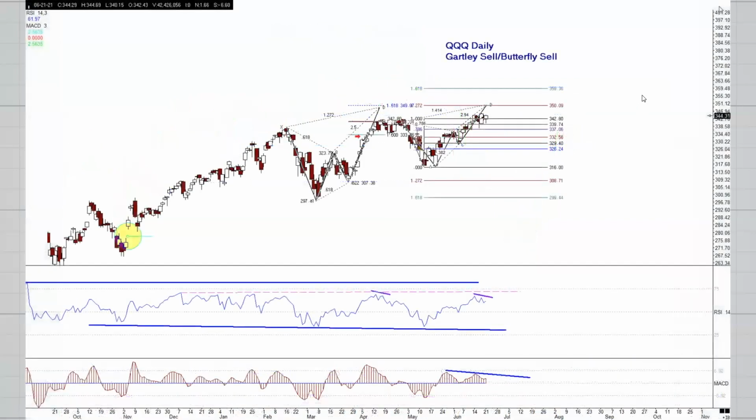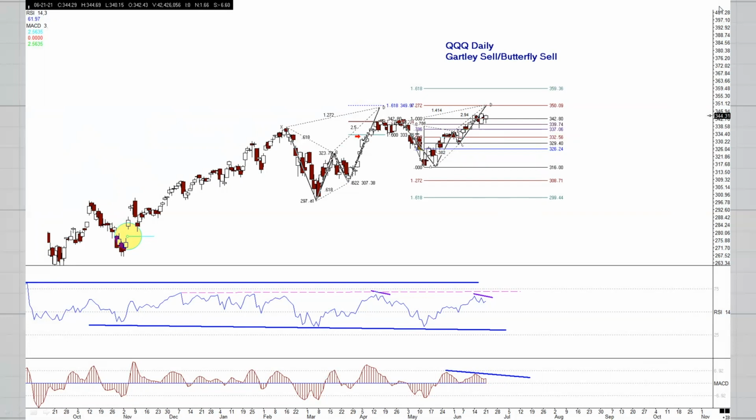And this is a chart of the triple Q. So this is how I'm tying in the indexes together. And there is a big butterfly sell pattern. It's no longer a Gartley pattern because we're above this last swing high. So now we're looking at a butterfly sell pattern with the potential completion area somewhere around this 350 area.